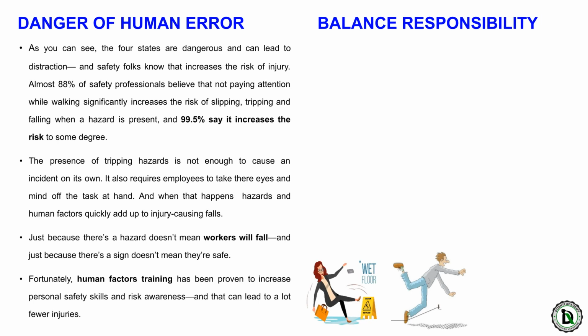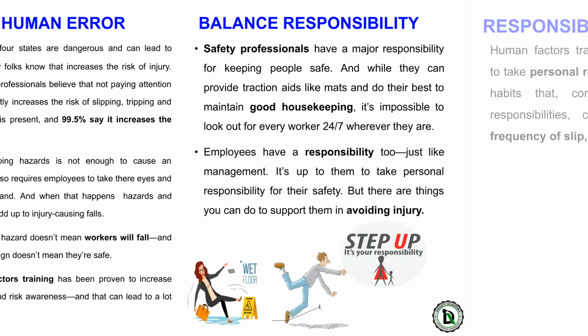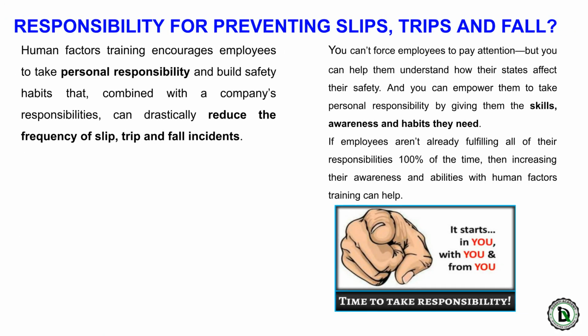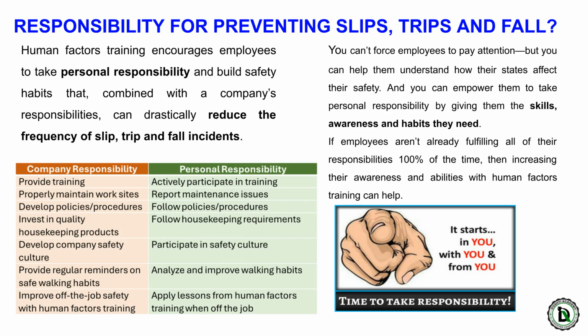Human factors, combined with hazards, lead to injury-causing falls. Safety professionals provide traction aids and maintain housekeeping, but employees also bear personal responsibility for their safety, which can be supported through human factors training. Human factors training empowers employees with the skills and awareness to take personal responsibility, reducing slip, trip, and fall incidents. Company responsibilities include providing training and maintaining work sites. Personal responsibilities include active participation and following procedures.